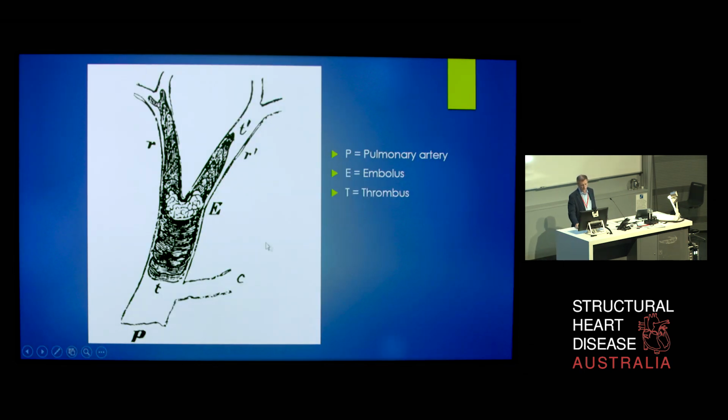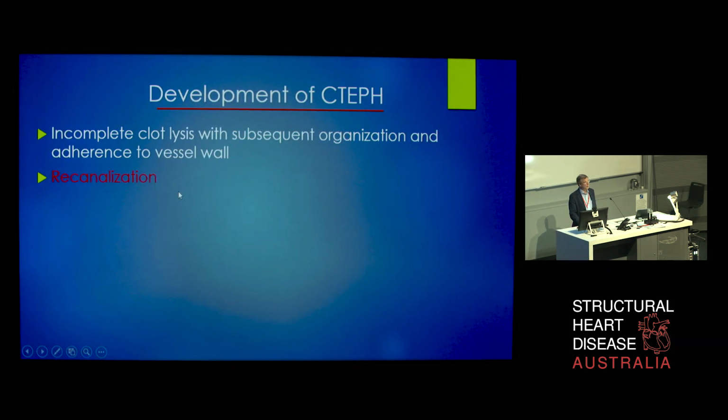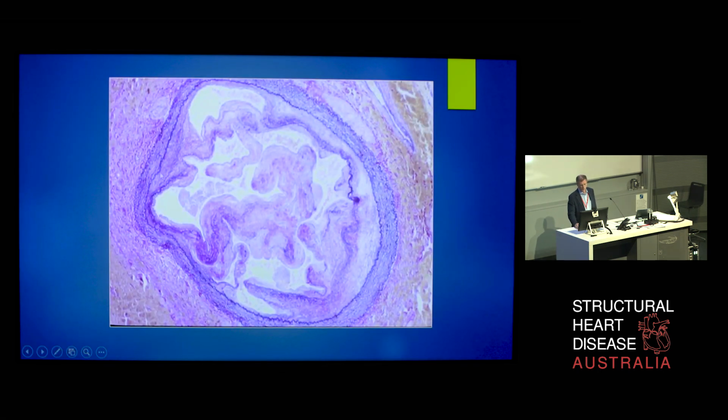vessel wall. So here's the thrombus. It then propagates down the segmental and subsegmental pulmonary vessels when it's lodged in that bifurcation point. Recanalization is a very important phenomenon in this process. So here are all these channels that have reopened in that thromboembolic disease.